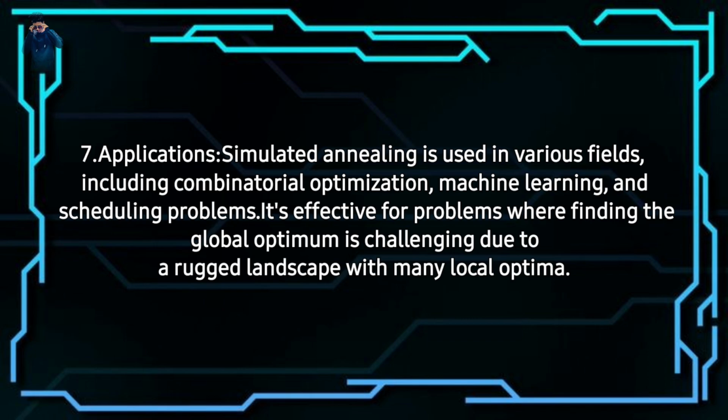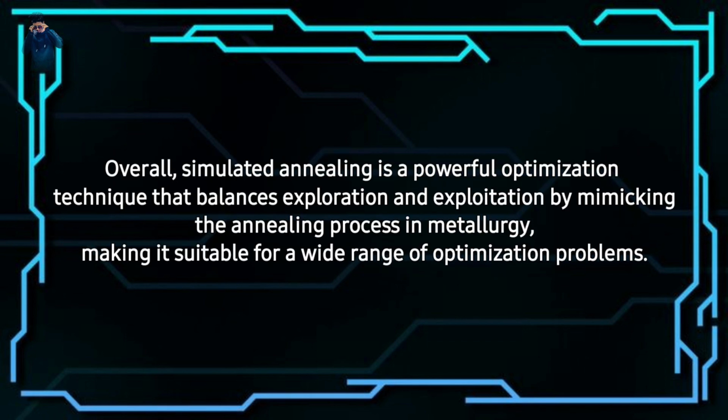7. Applications. Simulated annealing is used in various fields, including combinatorial optimization, machine learning, and scheduling problems. It's effective for problems where finding the global optimum is challenging due to a rugged landscape with many local optima. Overall, simulated annealing is a powerful optimization technique that balances exploration and exploitation by mimicking the annealing process in metallurgy, making it suitable for a wide range of optimization problems.